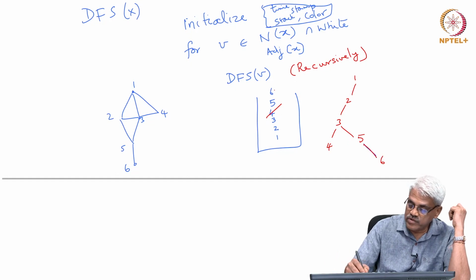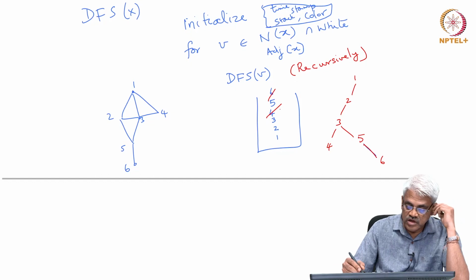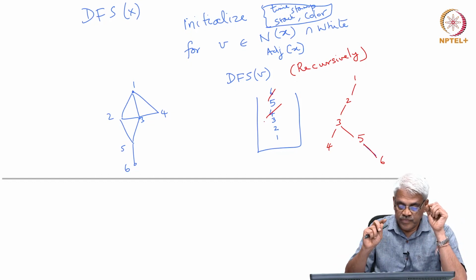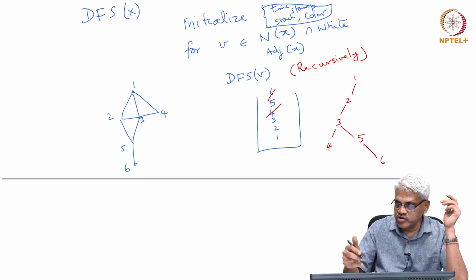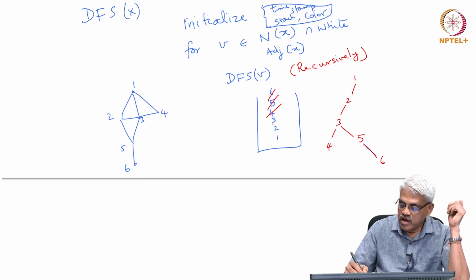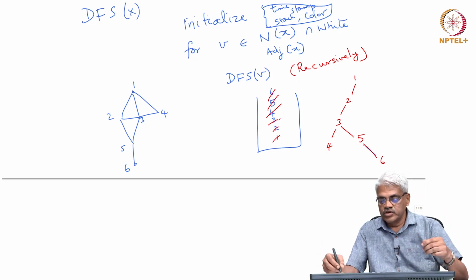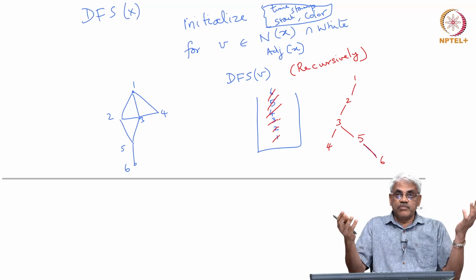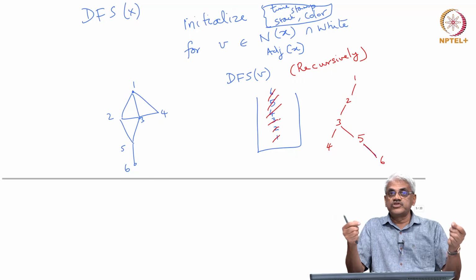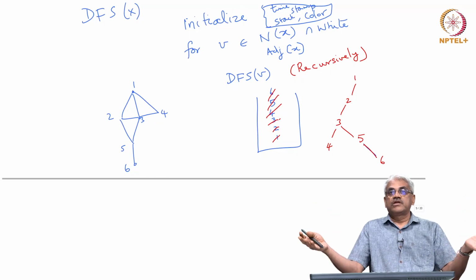And 6 has no more neighbors, gone. 5 has no more neighbors, because 5's neighbors are 2, 3 and 6. 6 has already become gray, black and all that, and 2 and 3 were already gray. So, no more neighbors, so it is gone. And then it comes to 3, no more neighbors, and then I come to 2, no more neighbors, 1, and the stack is empty. Okay. So, the DFS tree will look like this, and this is slightly different from the tree I drew before, but there are many DFS trees, because the order in which you visit the neighbors can change, and that would change the tree.